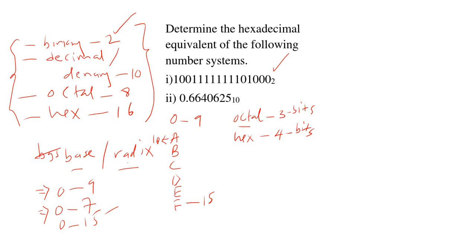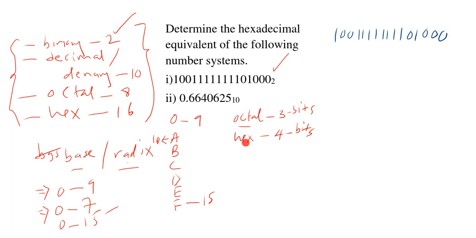So let's do our question. We have Roman 1, which is 1 0 0, then 1 1 1 1, then 1 1 1 1, then 0 1, and we have 3 zeros. So this is a binary number, and we have to convert to hexadecimal.